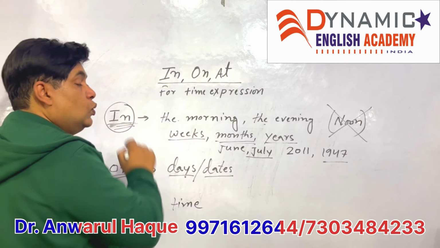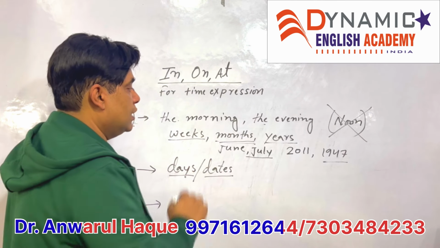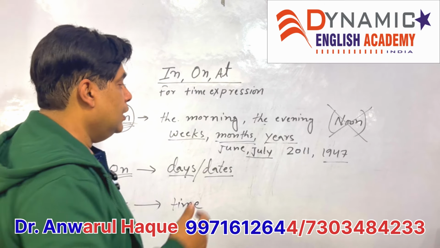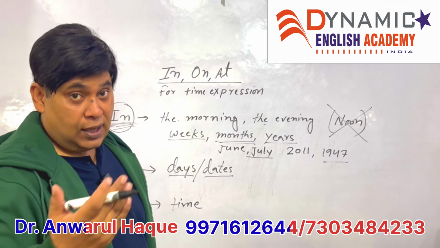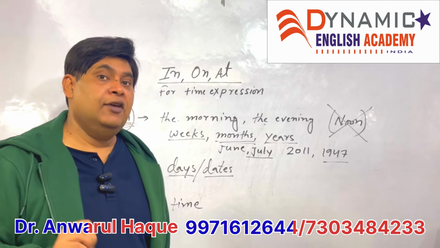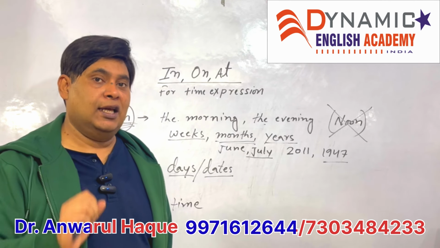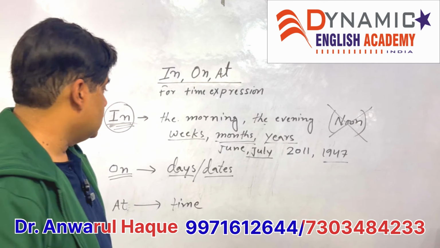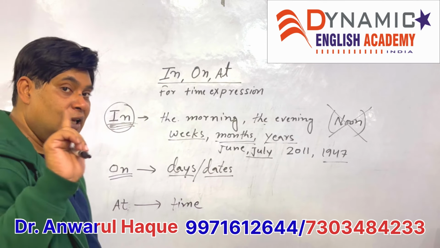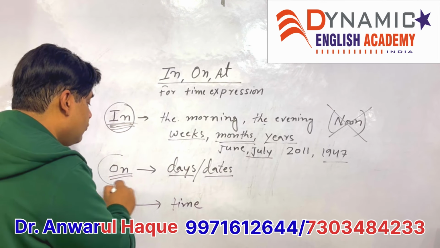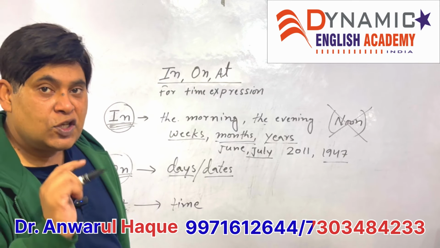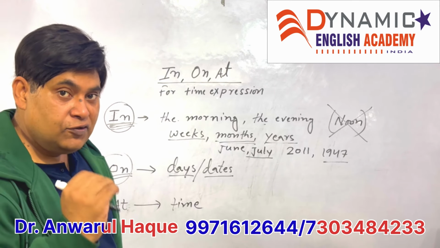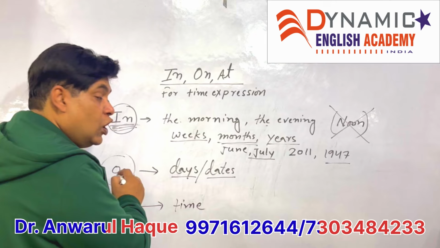It means we need to add in before that. So you can say in July, in August, in 2011. But if you add dates with it, like 1st of June, 15th of August, then you cannot use in. You need to use on for that. Like on 1st of August, on 15th of July, we always use on for that.